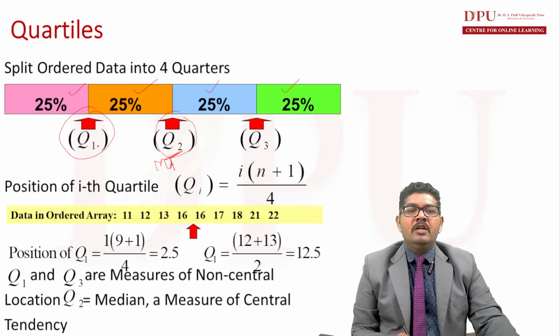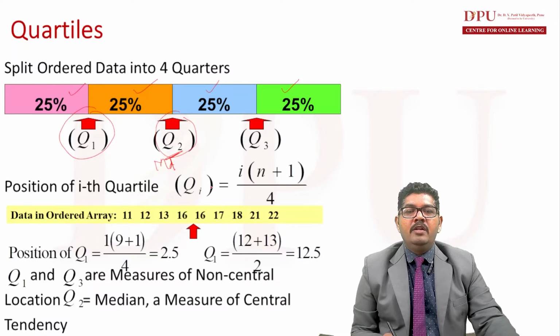So Q1 is the quartile which divides the data into two parts. In one part there will be 25% of the observation, and in the second part there will be 75% of the observation. Q2 divides the data into two equal halves, and Q3 divides the data into 2 parts, and on one side there will be 75% of the data, and on other side there will be 25% of the data. Position of the ith quartile is given by this particular formula, Qi.